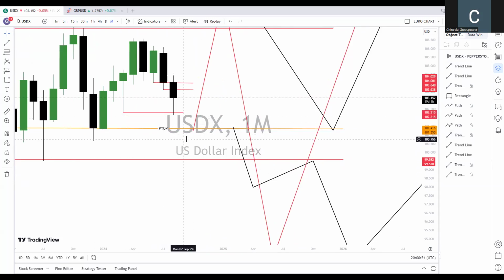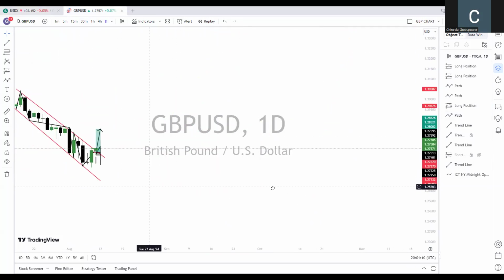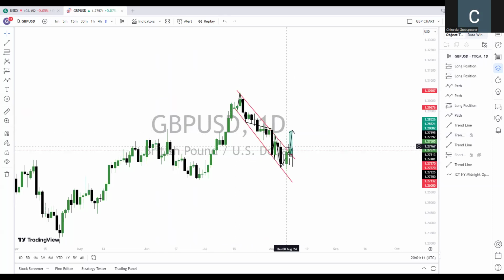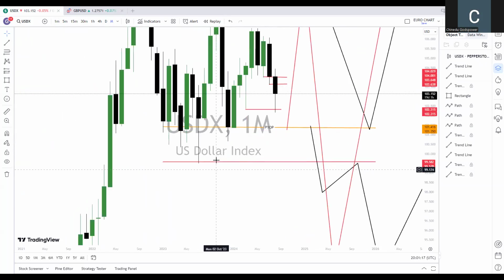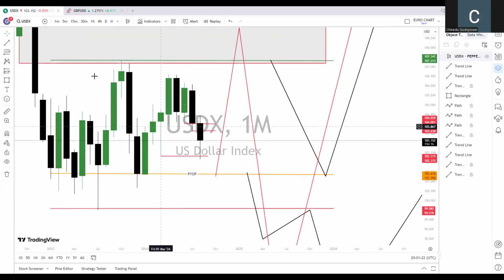Now we can say the price is seeking downside liquidity, and since price is seeking downside liquidity, we should be looking for sell opportunities on the dollar index and buy opportunities on the pairs. Which is good, because currently on GBPUSD we are looking for buy opportunities. That gives us this flag pattern indicating that price is likely to go up in the future, and the dollar index has given us a sell pattern indicating that price is likely to go lower. So now let's go to the daily.